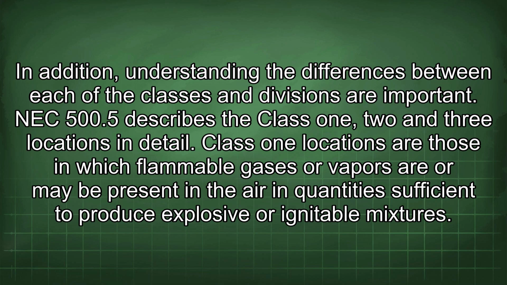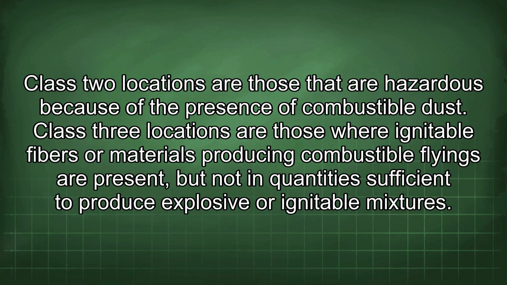Class 1 locations are those in which flammable gases or vapors are or may be present in the air in quantities sufficient to produce explosive or ignitable mixtures. Class 2 locations are those that are hazardous because of the presence of combustible dust. Class 3 locations are those where ignitable fibers or materials producing combustible flames are present, but not in quantities sufficient to produce explosive or ignitable mixtures.